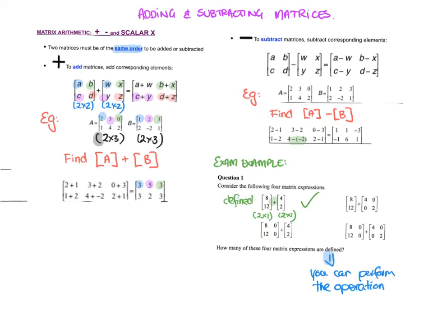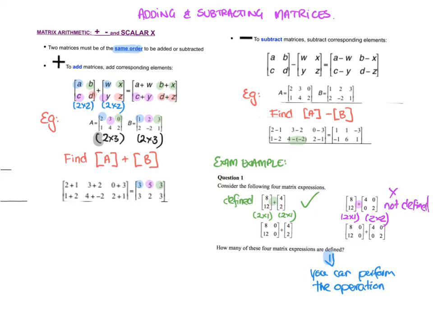If you look over here, this one is a 2 by 1 with a 2 by 2. You cannot add them. They're not the same order. So that operation cannot be done. So that is called not defined. And if you tried to do it on your calculator, it'd probably tell you undefined.